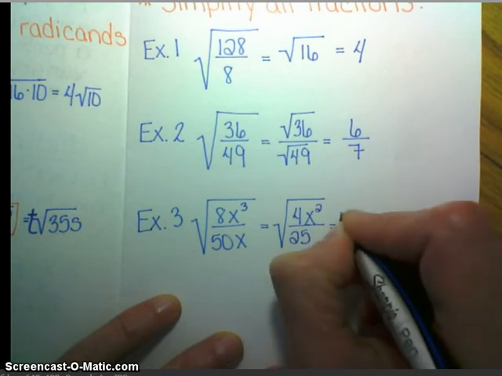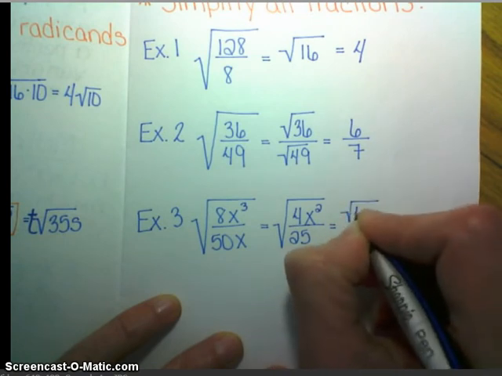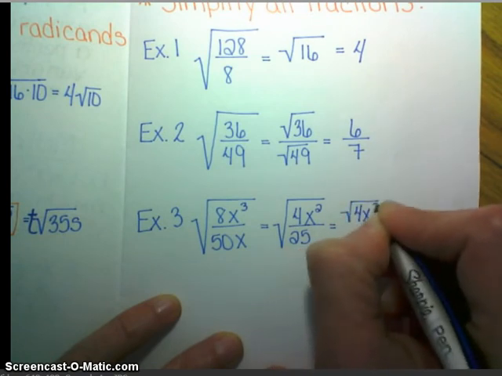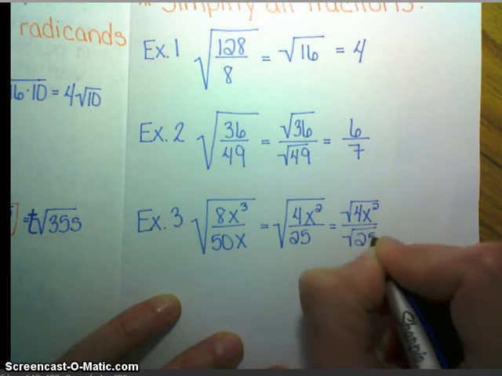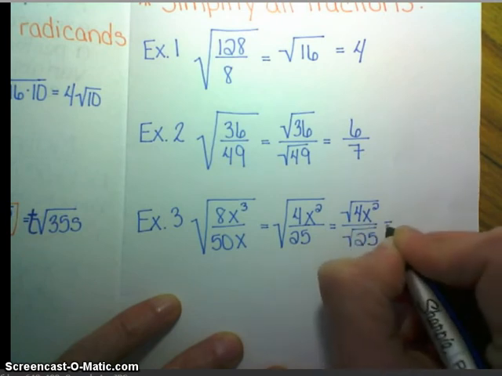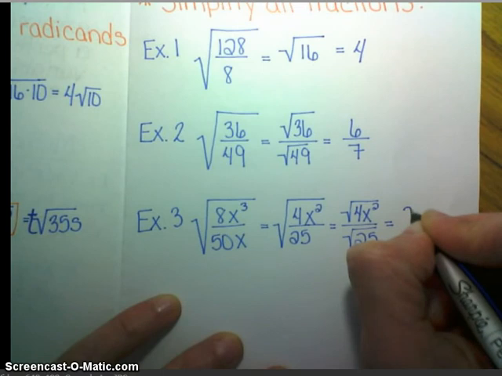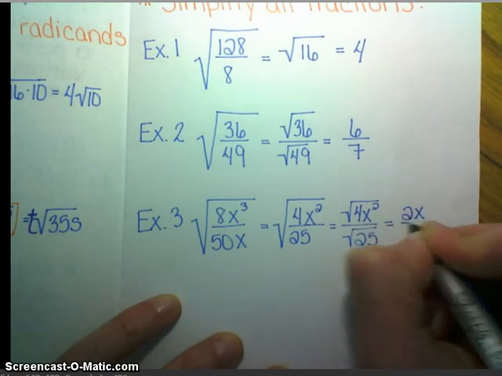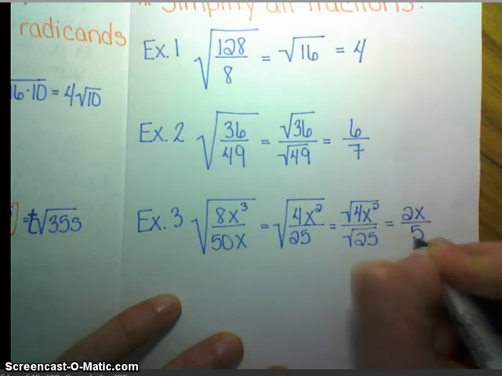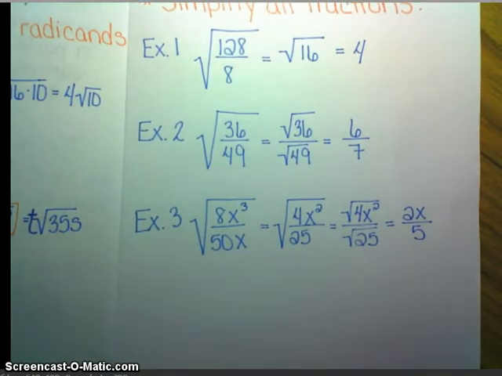Now, if need be, you may not need this, you would take the square root of your numerator and the square root of your denominator. And that would be it. Square root of 4 is 2. Square root of x squared is x. And the square root of 25 is 5. And that is dividing radicals.